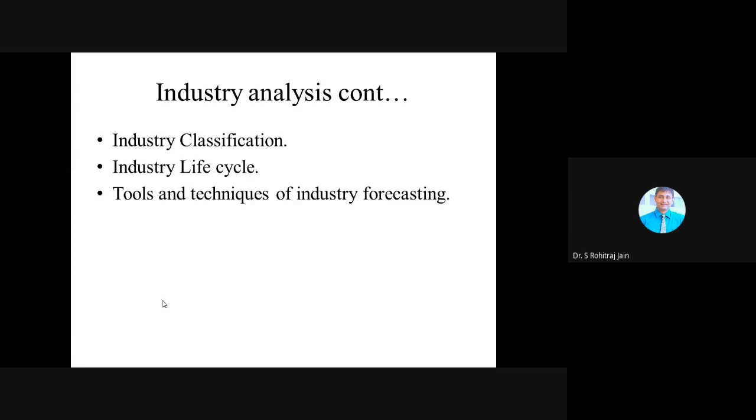Then finally, we have the tools and techniques of industry forecasting. This is very, very important, students. The tools and techniques for analyzing the information about the industry within a time framework will be explained now. The first one is market profile. The second one is called cumulative methods. And the third one is called time series. We will understand each one in detail.